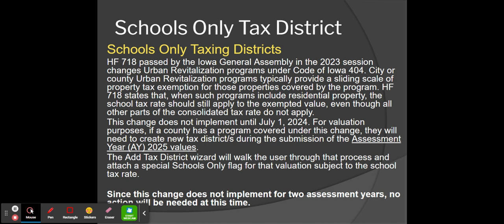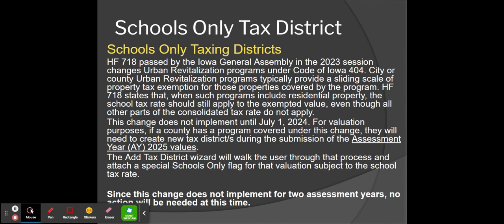50% of your value won't have any property tax on it. The next year, maybe it's 30% will be exempt from taxation, etc. So there are those programs out there. And so what this bill did is it states that when these programs include residential property, the school tax rate should still apply to the exempted value.